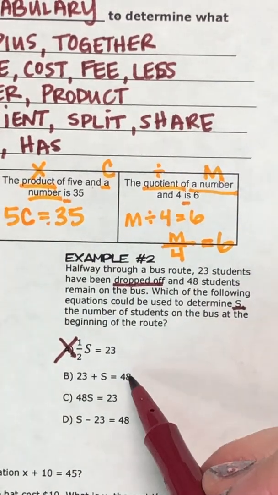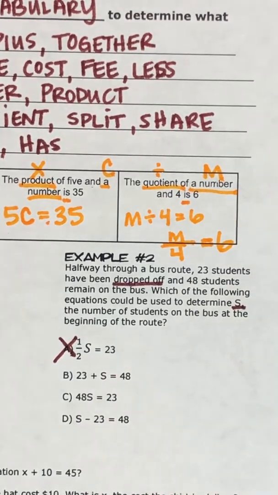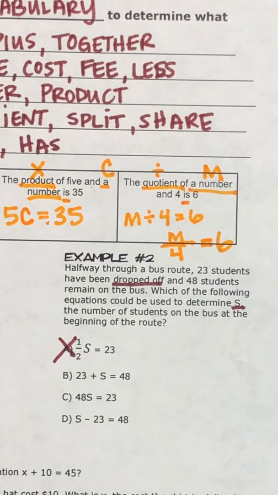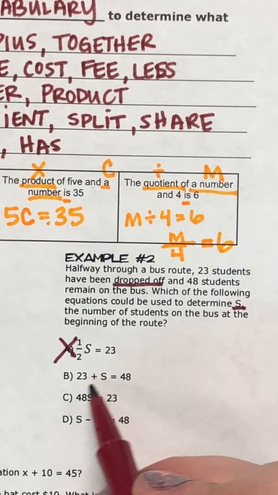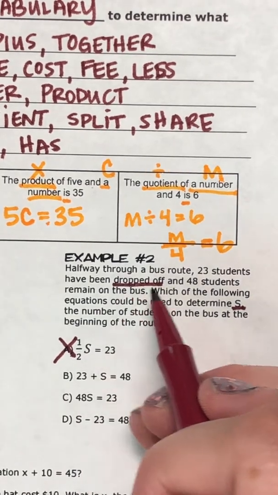All right, and then letter B says 23 plus S. So the S is the number of students that started on the bus. So did 23 students get on? Are we adding 23 students to the bus? No, they were dropped off.